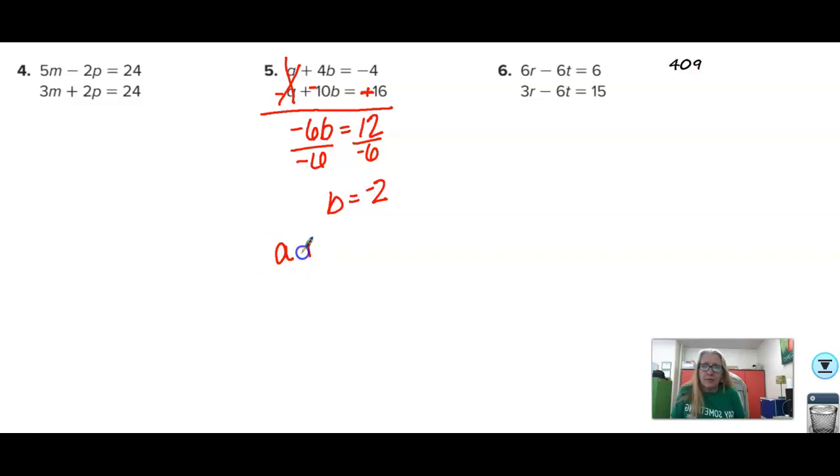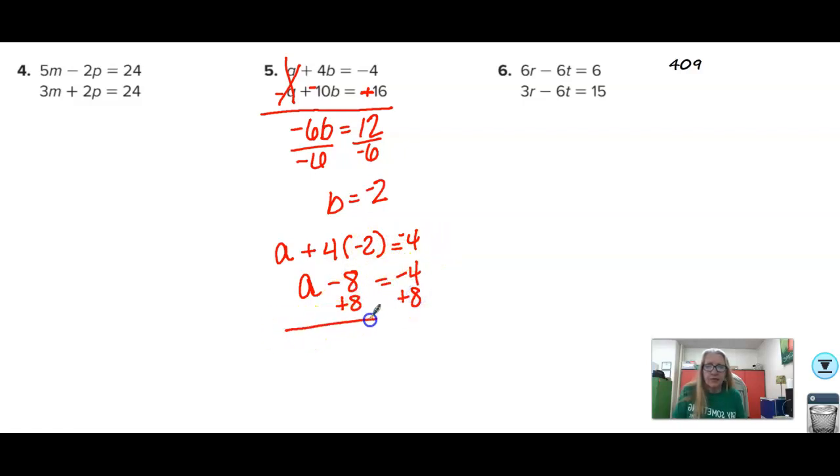It gives me a plus 4 times negative 2 equals negative 4. 4 times negative 2 is negative 8, so a minus 8 equals negative 4. Adding 8 to both sides, we'll get a by itself, and that gives me a is equal to positive 4. So my solution point would be (4, negative 2). Remember to put those in alphabetical order. A comes first.